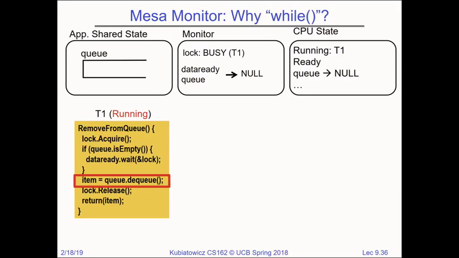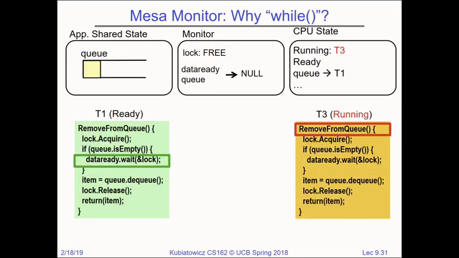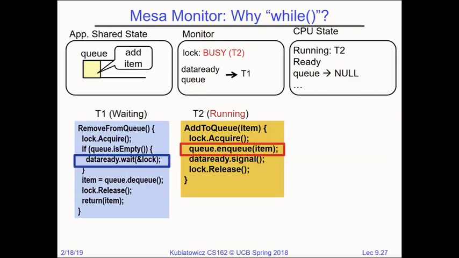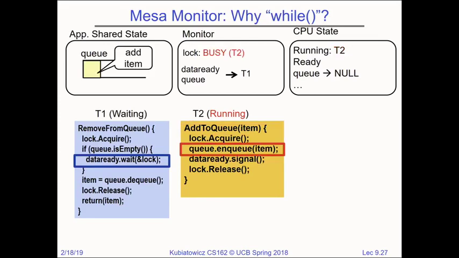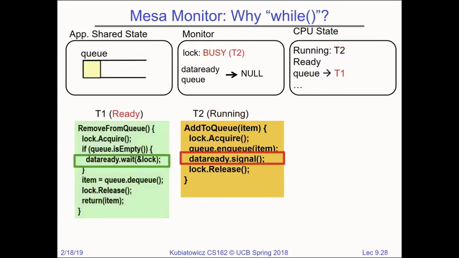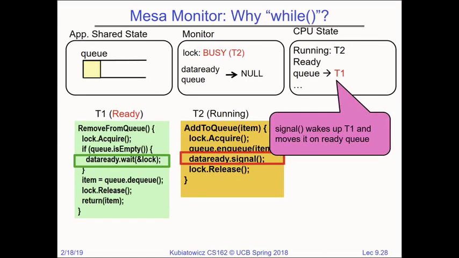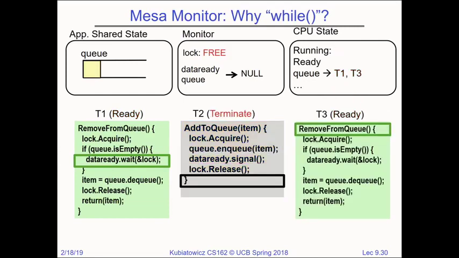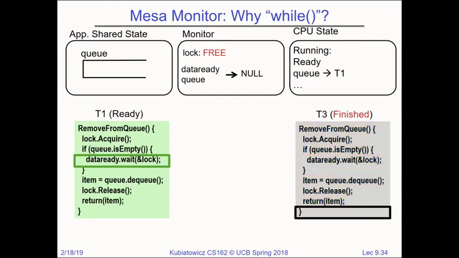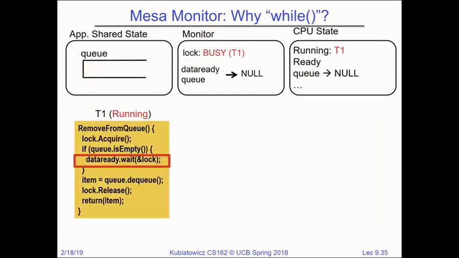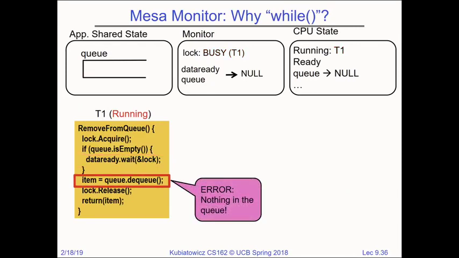Okay, so notice that what happened here is really, because we didn't have a Hoare-style scheduling, but rather a Mesa-style, this signaling did put T1 on the ready queue, but didn't run it immediately. So the fact that another thread got to come in there and grab the queue item means that now whatever invariant we thought we had enforced by that if is now violated, and we get an error. Okay? Good, everybody?